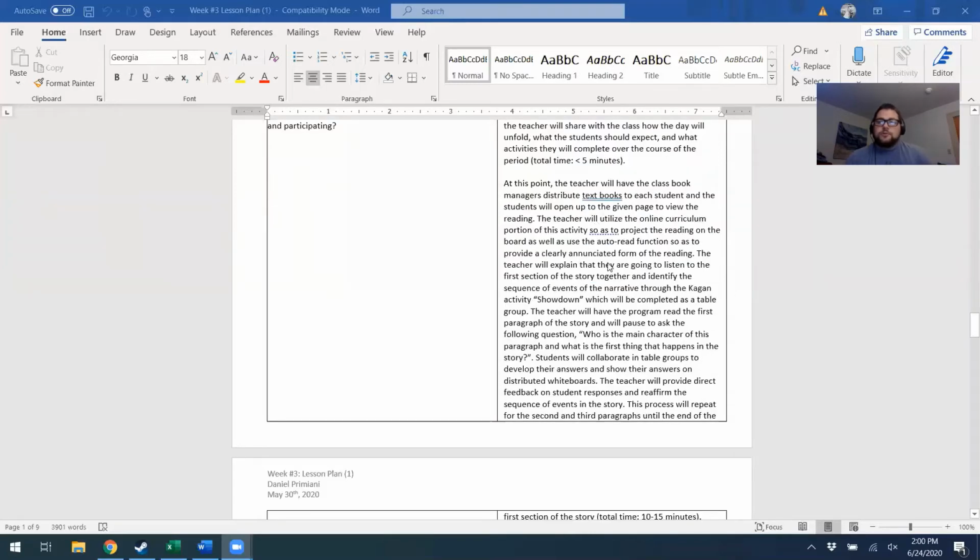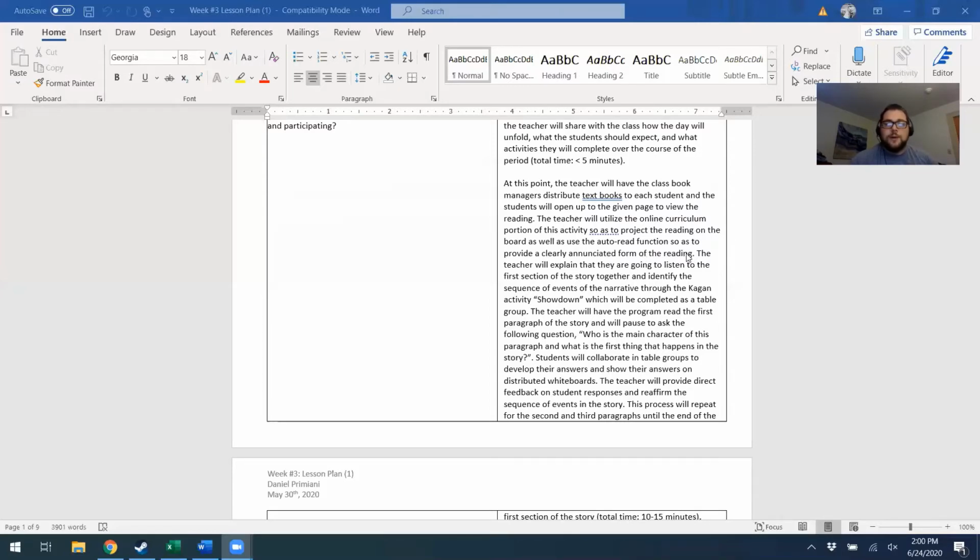At this point, the teacher will have the class book managers distribute textbooks. We use the Wonders textbook series from McGraw-Hill, and the students will open up to the given page to view the reading. The teacher will utilize the online curriculum portion of the activity so as to project the reading on the board, as well as use the auto read function so as to provide a clearly enunciated form of the reading.